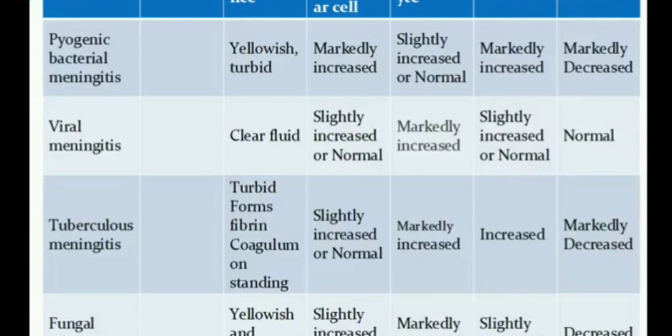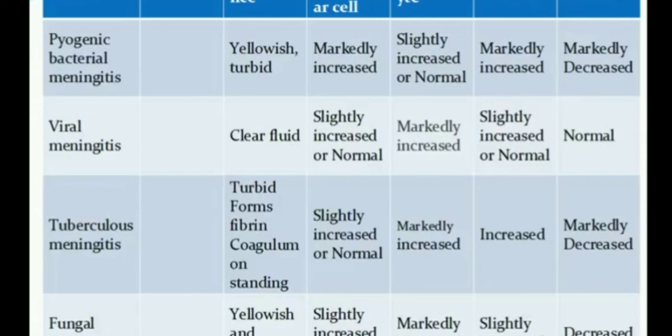Now this is to differentiate between various varieties of meningitis. So meningitis, that is inflammation of meninges, can be of bacterial, viral, tubercular and fungal varieties. How will we differentiate? The parameters which will be used are appearance of the CSF, microscopic examination which includes neutrophils and lymphocytes, and protein and glucose level. Normally, the appearance of CSF is yellowish turbid in case of bacterial meningitis. In tubercular meningitis, it is also turbid, and it is so turbid that it forms fibrin coagulum on standing, which is known as cobweb appearance. In viral meningitis, it is clear, and in fungal meningitis, it is yellowish.